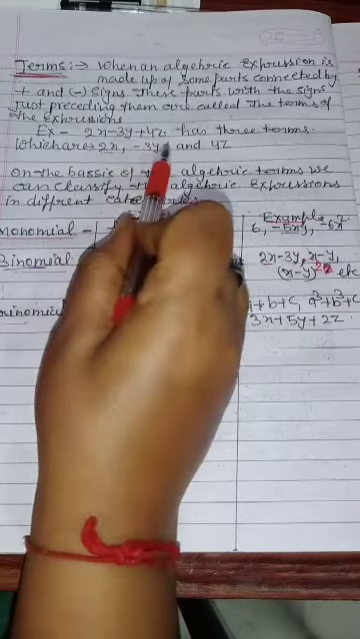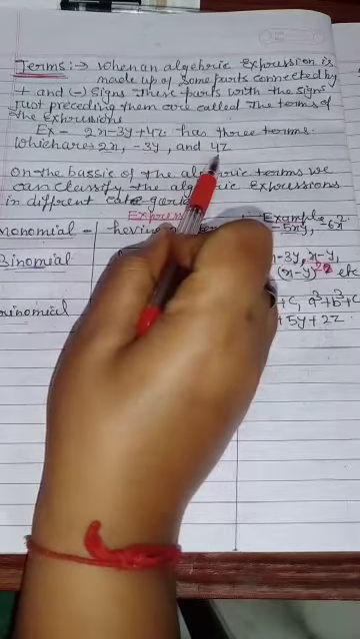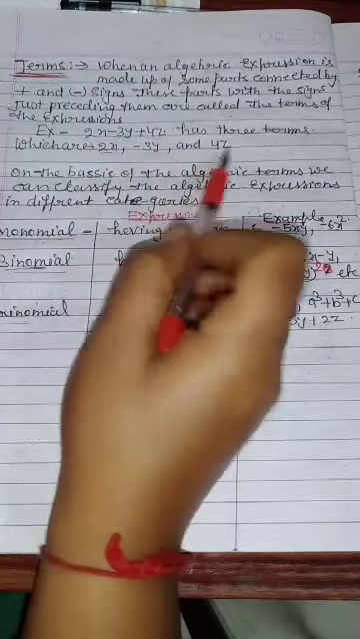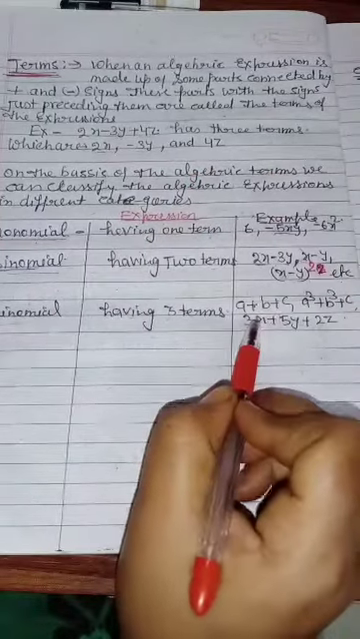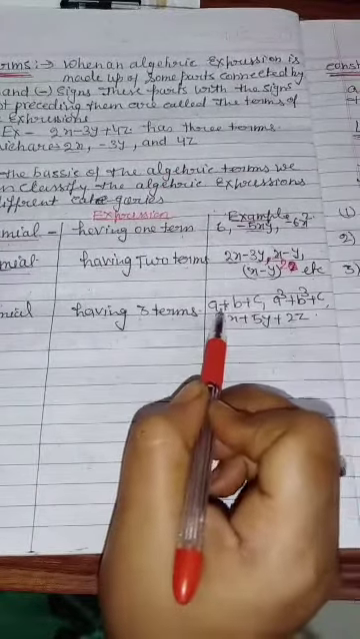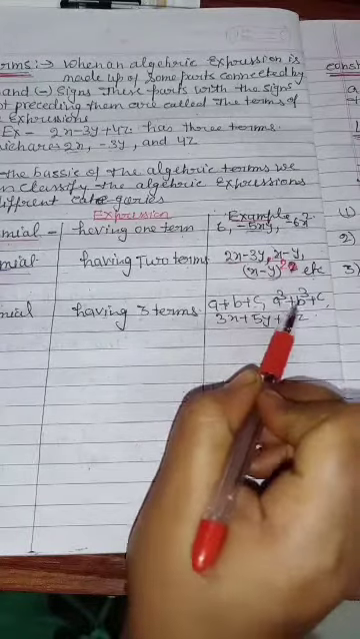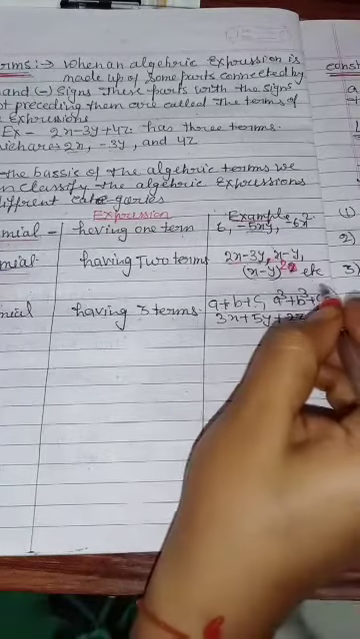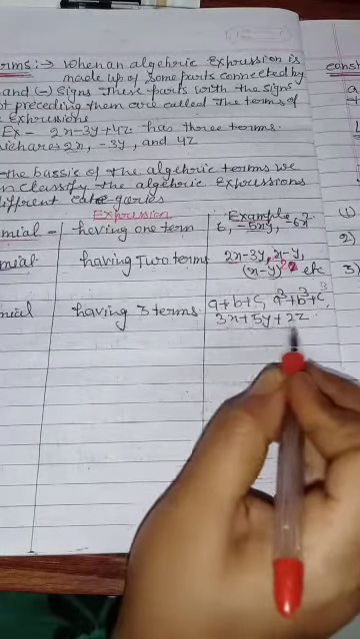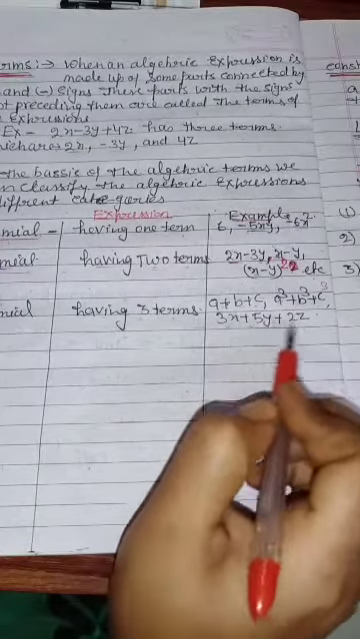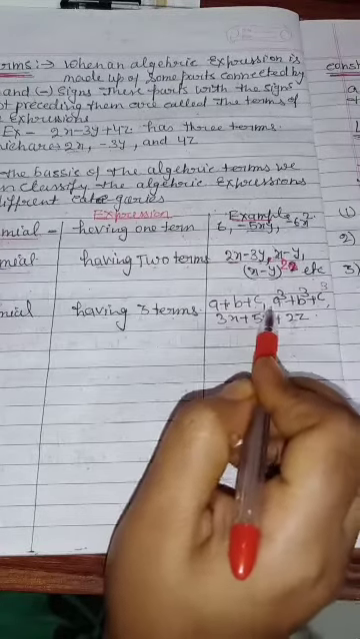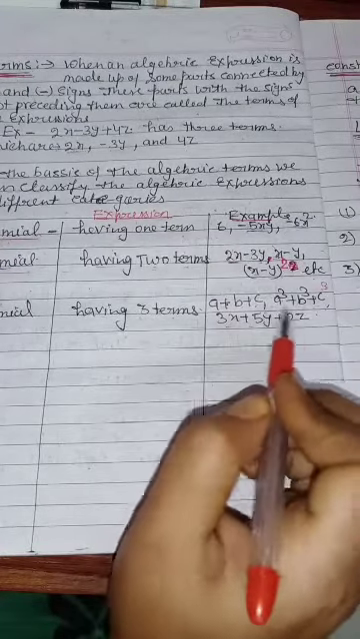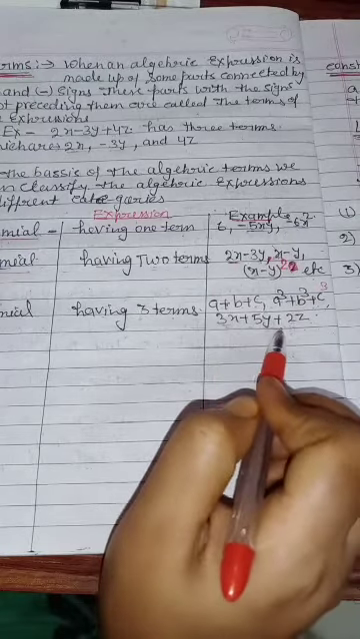Three terms were there, right? 2x, minus 3y, and 4z. So these are trinomials. Here I have taken different examples so you can understand them: a plus b plus c, a cube plus b cube plus c cube, or 3x plus 5y plus 2z. If you see, all of them separately have three terms. That's why they are known as trinomials.